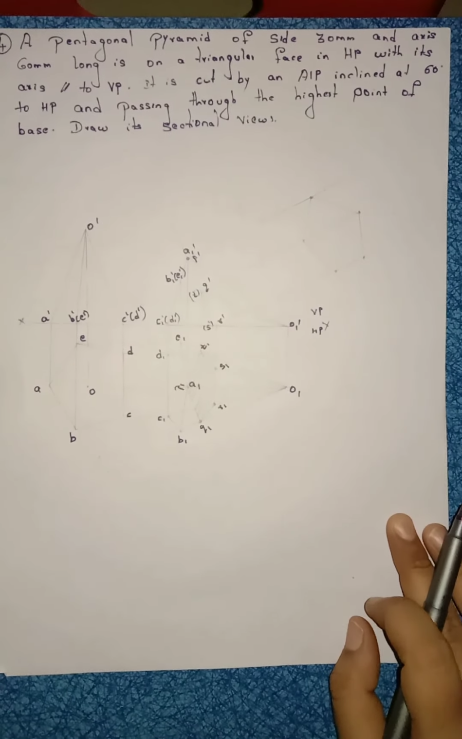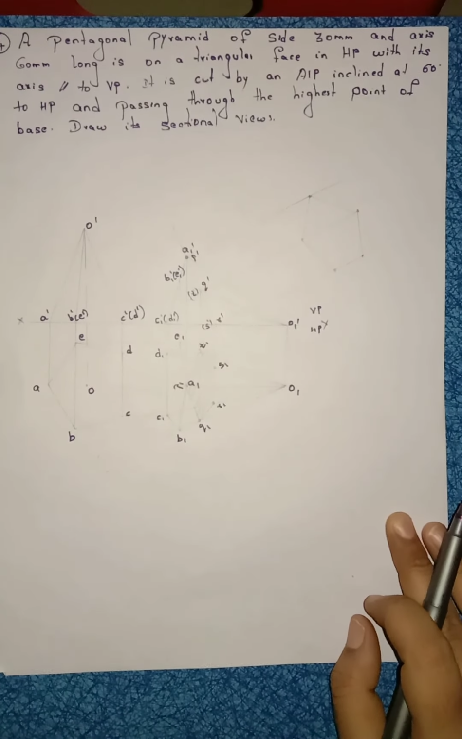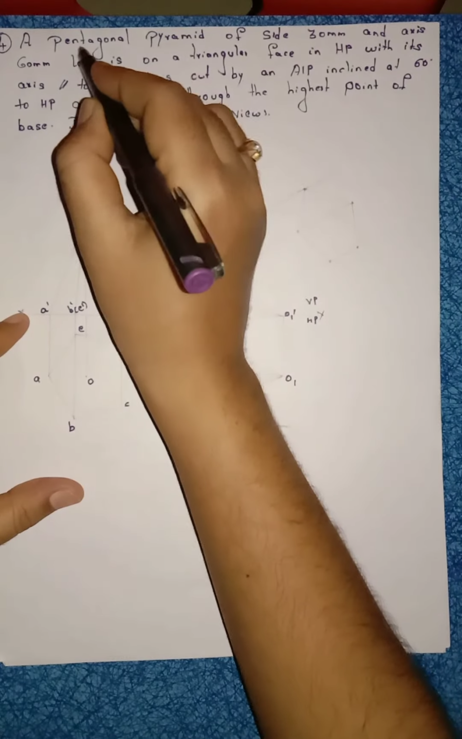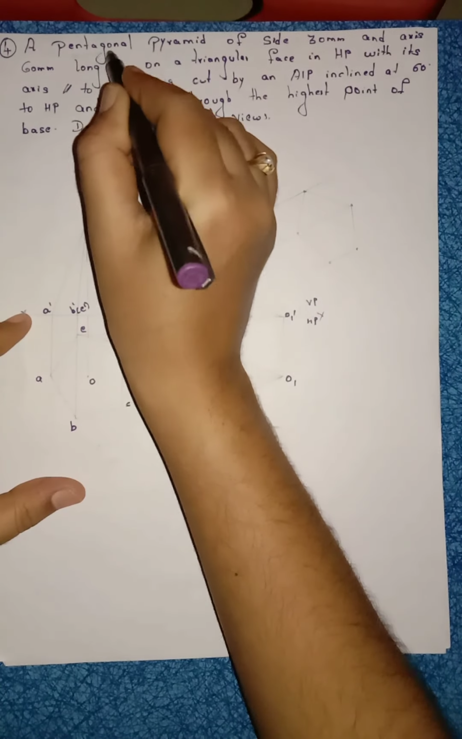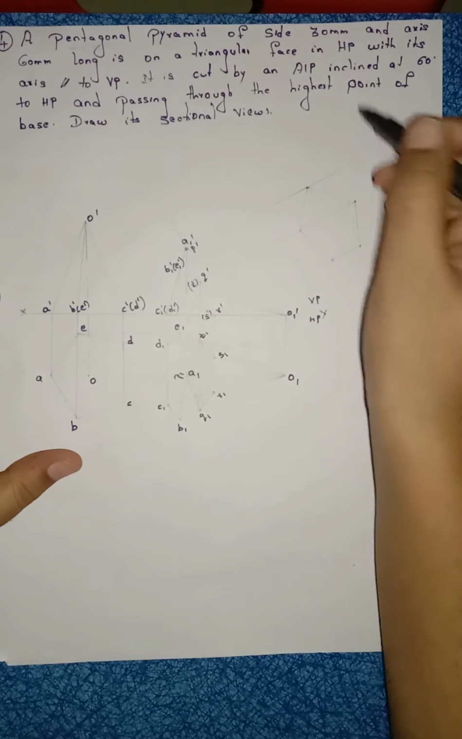First read the question, divide the question into two parts. What is the first part? Name of the polygon is pentagon. What is the condition here?